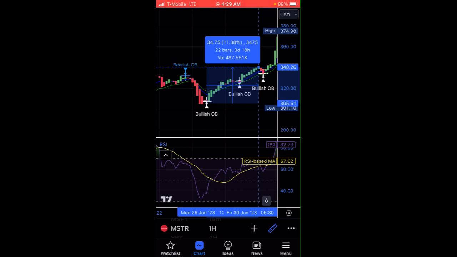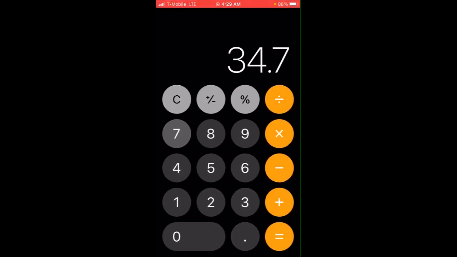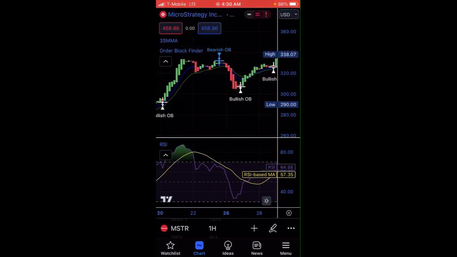Because, you know, you make $100 for every dollar that you're right, and this went up 34.75. So we did that math, 34.75 times about 100. Yeah, it's a little over $3,000 right there. This is why I like MicroStrategy.